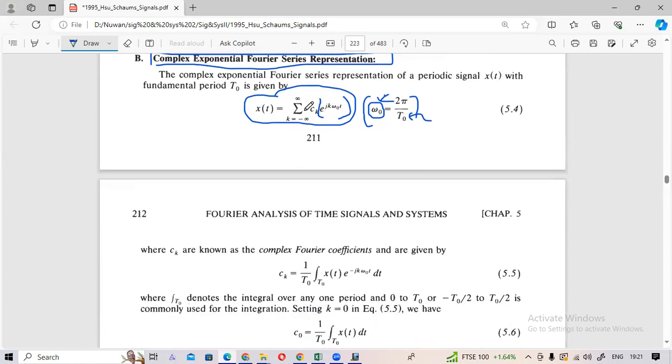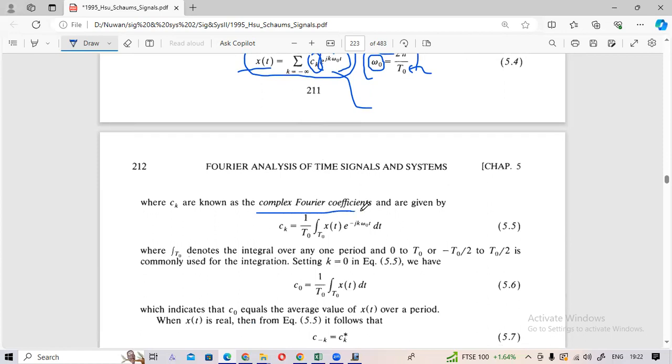So you can represent any signal as a collection of complex exponential terms. A complex exponential signal has only one frequency component, that means only one harmonic. So you can represent a signal as a sum of harmonics, a sum of different frequency components. Any periodic signal can be represented like this. Each complex harmonic is multiplied by a weightage that we call the complex Fourier coefficients.